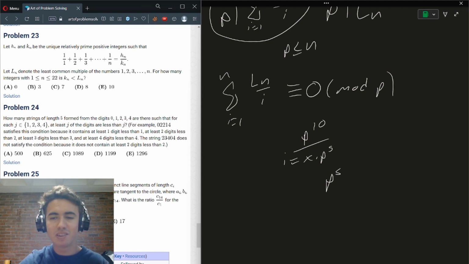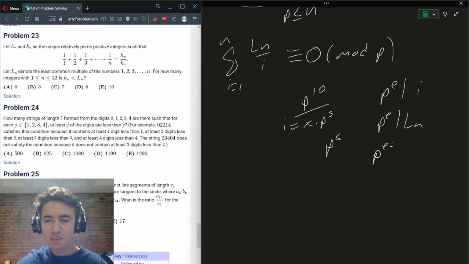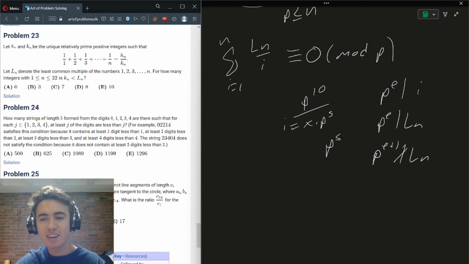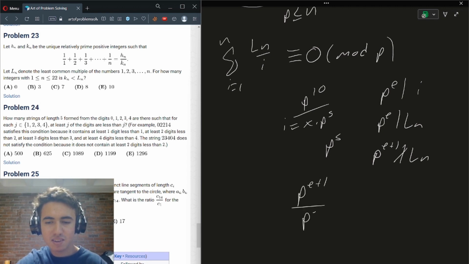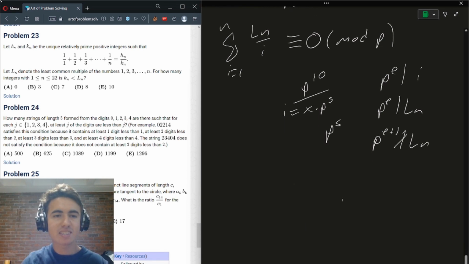From this example, you can see that the only terms that will be non-zero mod p are the terms where I contains the highest power of p that divides ln. We're rewriting this: we want p to the e to divide I, and p to the e to divide ln, but p to the e plus 1 to not divide ln. Because otherwise, if p to the e plus 1 divided ln, then we'd have p to the e plus 1 divided by p to the e, which would equal p, and there'd still be a factor of p, and it'd still be 0 mod p. So we want to see for what pairs. Now let's start going over the actual values of p and see for what cases of n from 1 to 22.